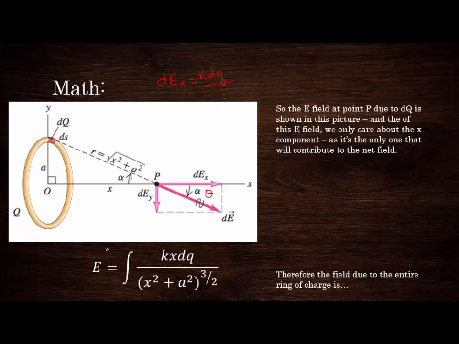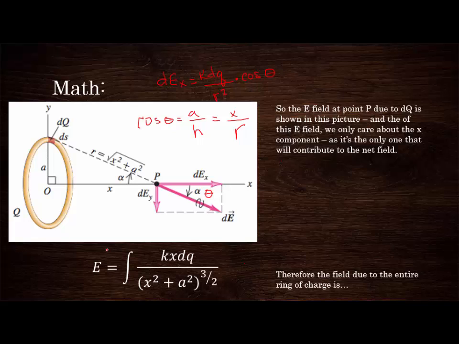k dq over r squared times, this is just your electric field, right, cosine theta. Now in this case, what is cosine theta equal to? Well, cosine theta is adjacent over hypotenuse, which in this case our adjacent distance is x in this geometry. And then our hypotenuse is going to be r. They're calling it r in this graphic, this distance from here to here. So that's r.